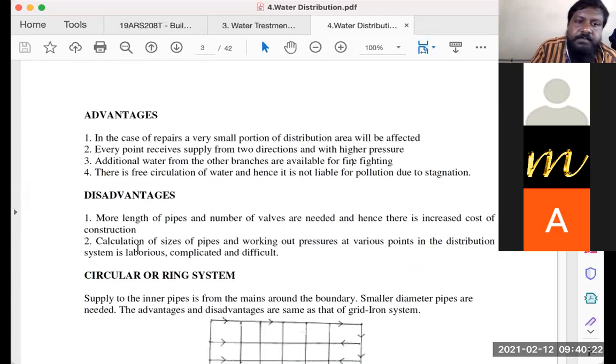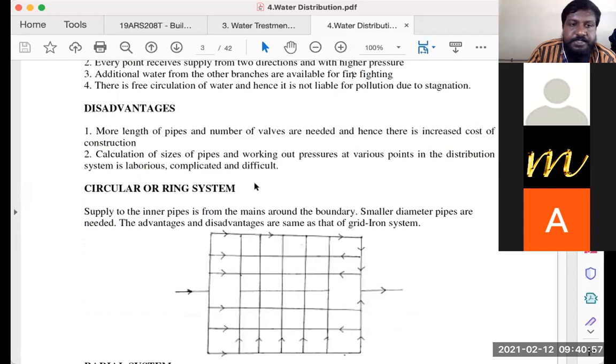What is the disadvantage? More length of pipes and a greater number of valves are needed, hence there is an increased cost of construction. Actually, not construction, increased cost in laying them. Calculation of the size of pipes and working out pressure at various points in the distribution system is laborious, complicated, and difficult. Because as the pressure is higher, not all pipes can take a good amount of pressure. So the cost of pipe increases because the material needs to be optimally chosen. And that's what is mentioned here.